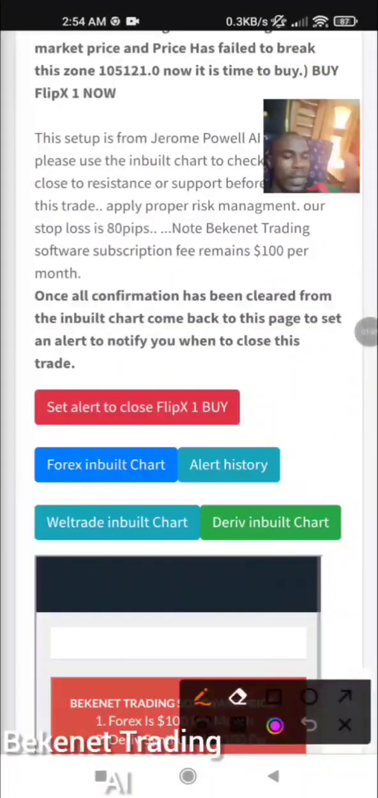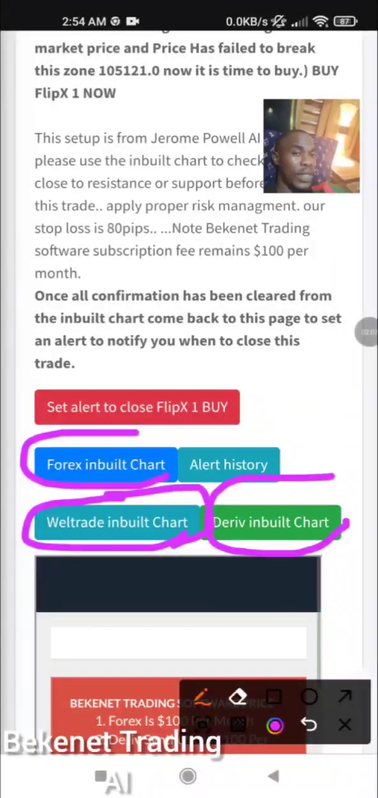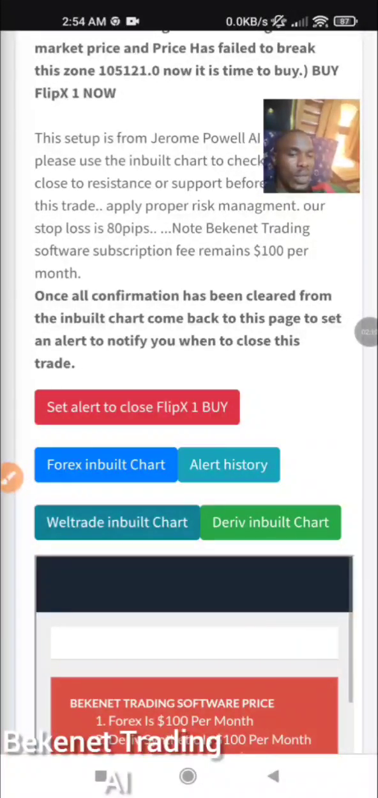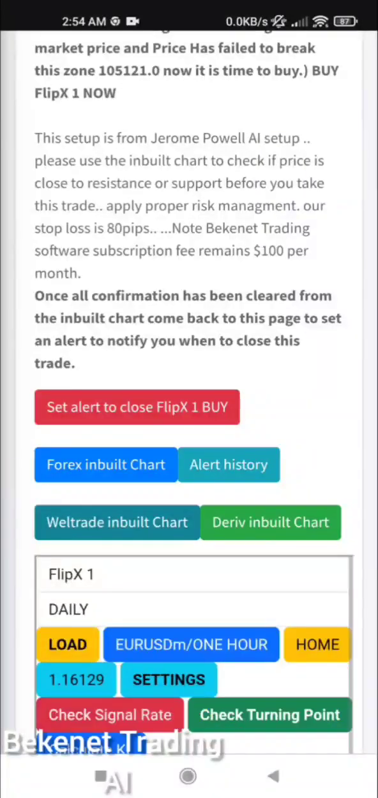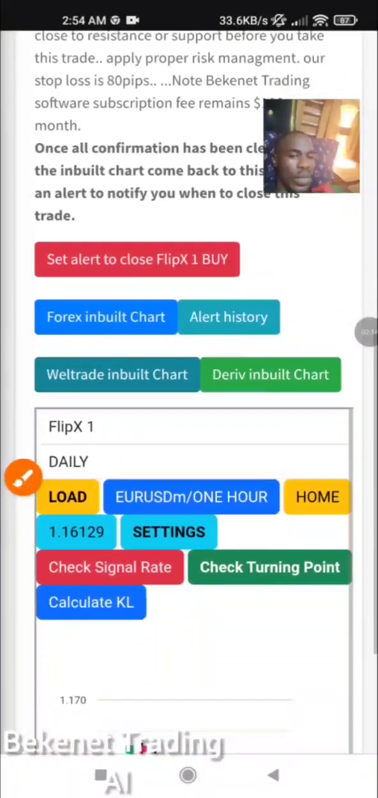Since this is synthetic, I'm going to click this. Let's assume the signal was Forex, I'll click this. If the signal was Deriv synthetic, I will click this. Just read. It is very simple. If you know how to read, you'll be able to use the software and make money without stress. So I'm going to click Weltrade inbuilt chart, which is this Weltrade inbuilt chart, at the bottom.